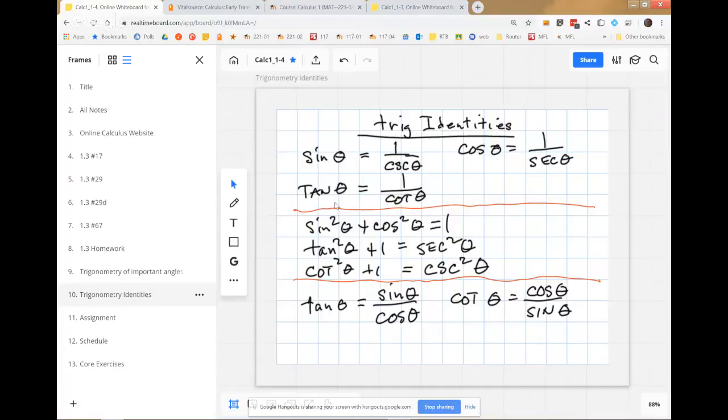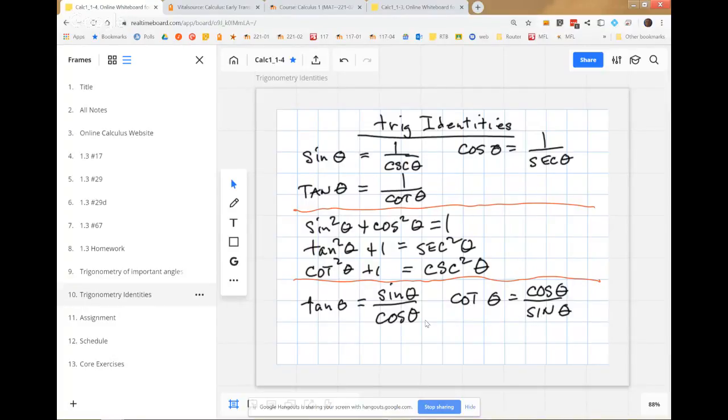Notice I've put red lines there. Those are called the reciprocal identities, those three on the top there. The next three, sine squared plus cosine squared equals 1, tangent squared plus 1 equals secant squared, and cotangent squared plus 1 equals cosecant squared, are called the Pythagorean identities because they basically come from the Pythagorean theorem. We'll take a look at those in just a moment.